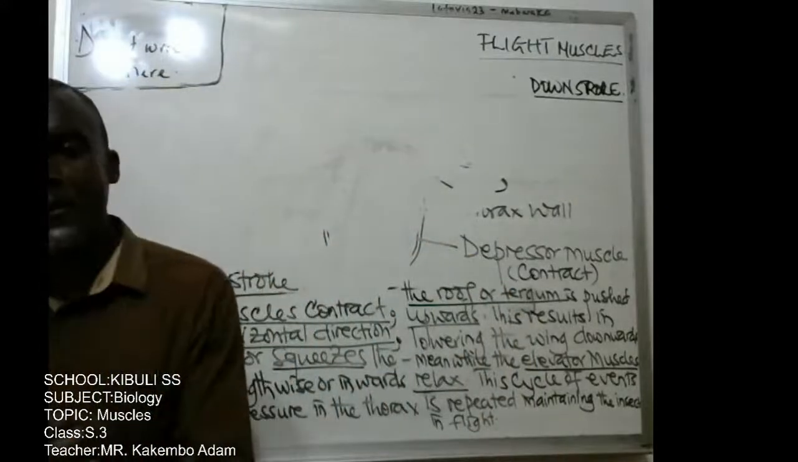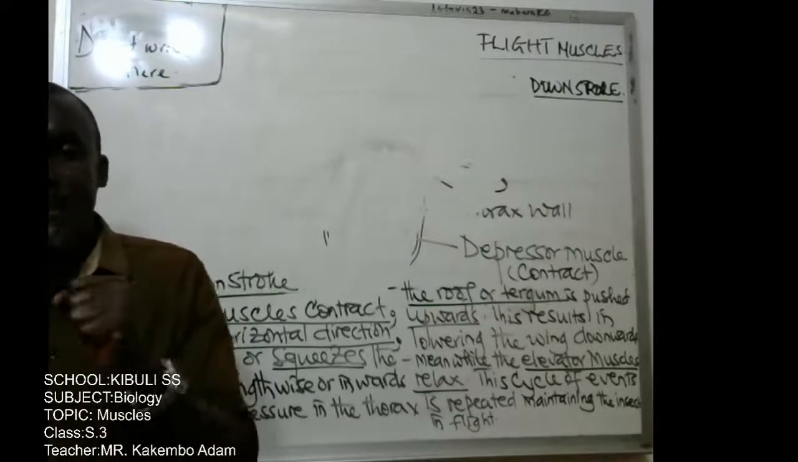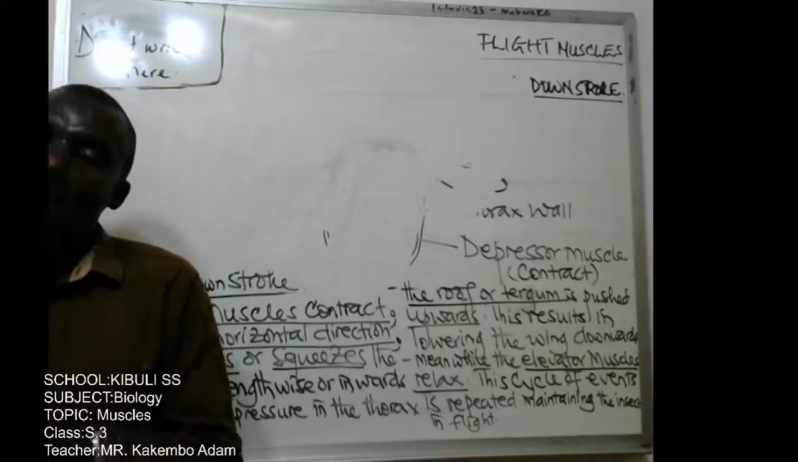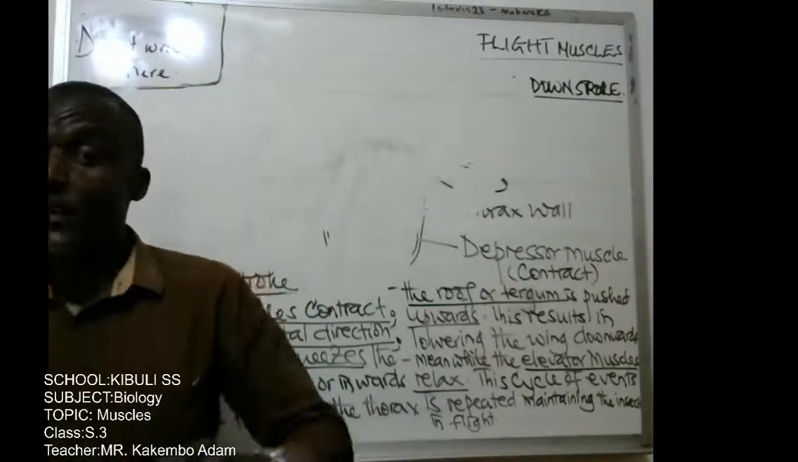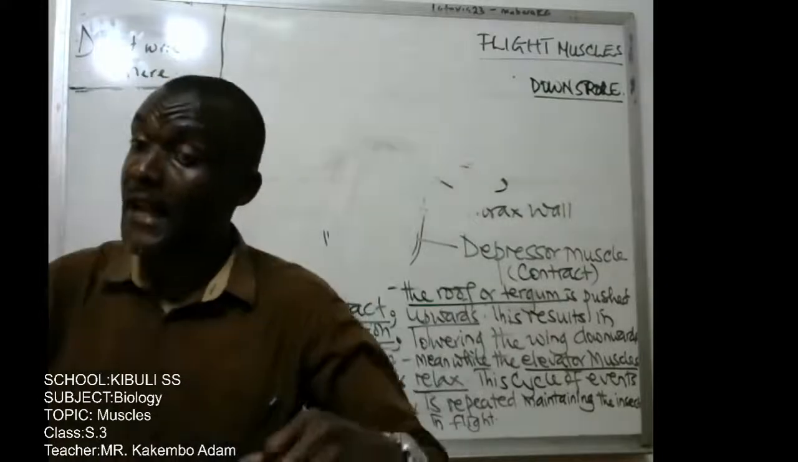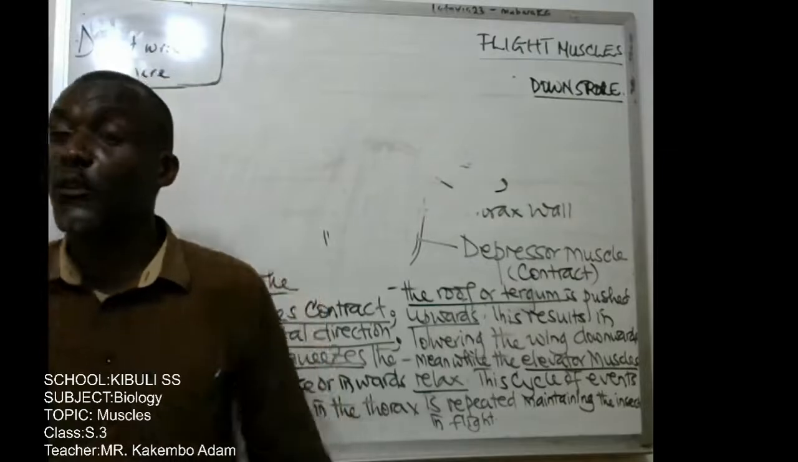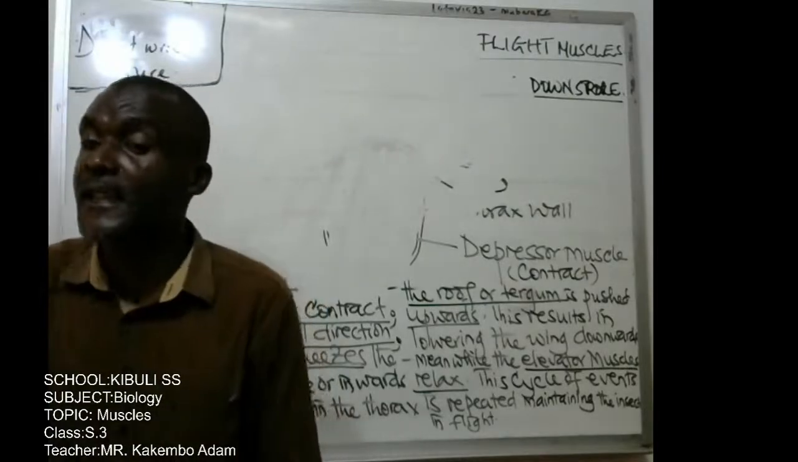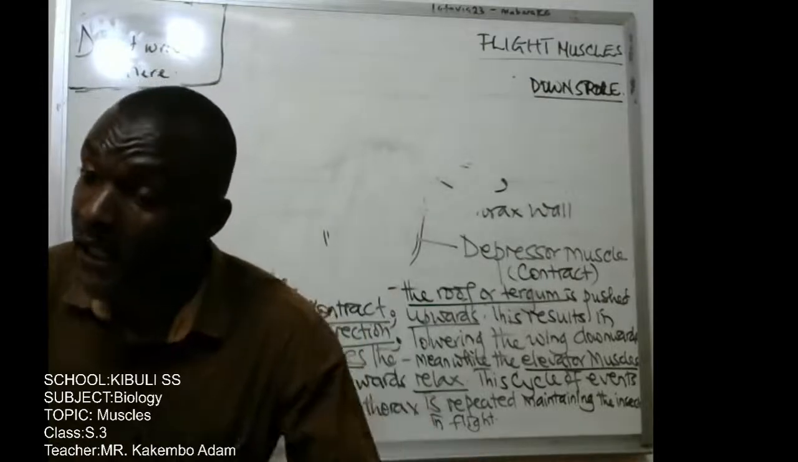Just get to know as you are reading through your notes. Get to know the attachment of these muscles. If I'm talking about direct flight muscles, those are attached at the base of the wing. Are you together? They are directly at the base. That's why they are called direct flight muscles, because they have a strong attachment to the wing.